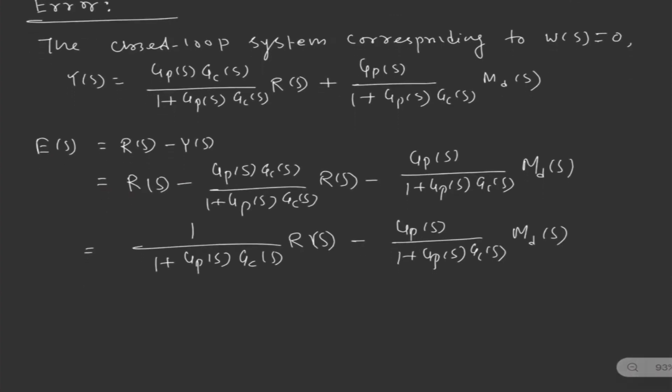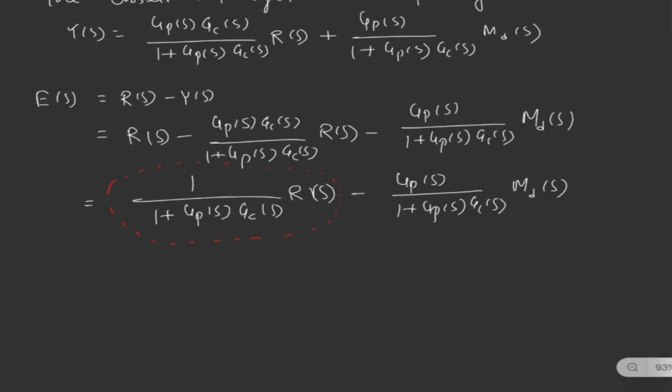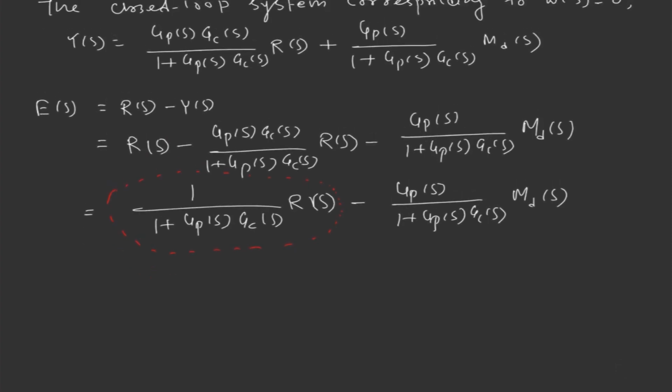In the last lecture, we have discussed this part, the effect of reference signal on the steady-state error. Based on the type of the system, we have discussed how the steady-state error gets affected. In today's lecture, we'll be discussing the second part, the effect of disturbance on the steady-state error. For this, we'll not consider the contribution of the reference signal.